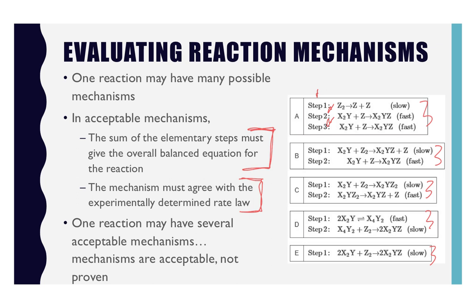Okay, so one reaction might have several acceptable mechanisms. Mechanisms are acceptable, not proven. All right, so as we add more and more data, it might lean towards one mechanism versus another, but as long as a mechanism, at least in the beginning stages, meets those two criteria up on the top, we say that mechanism is acceptable.